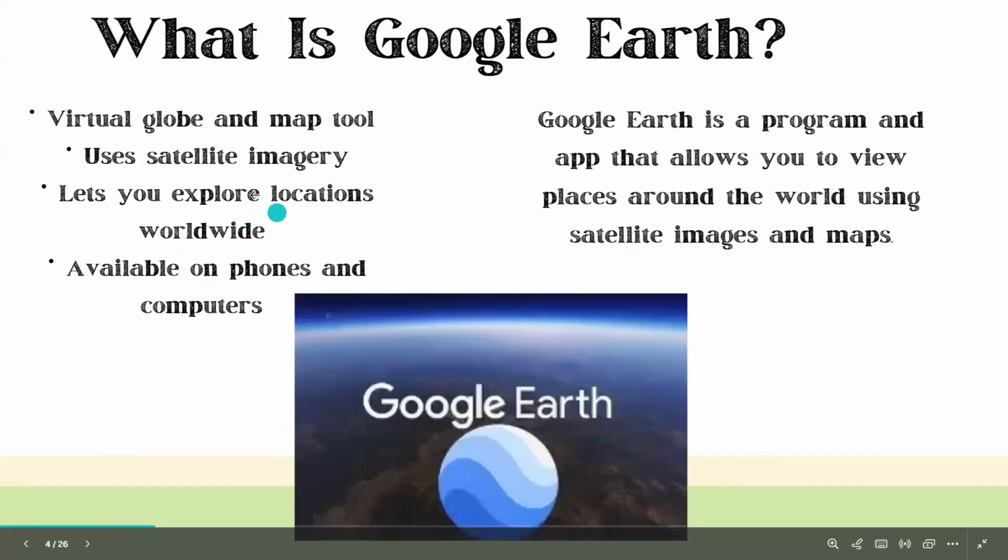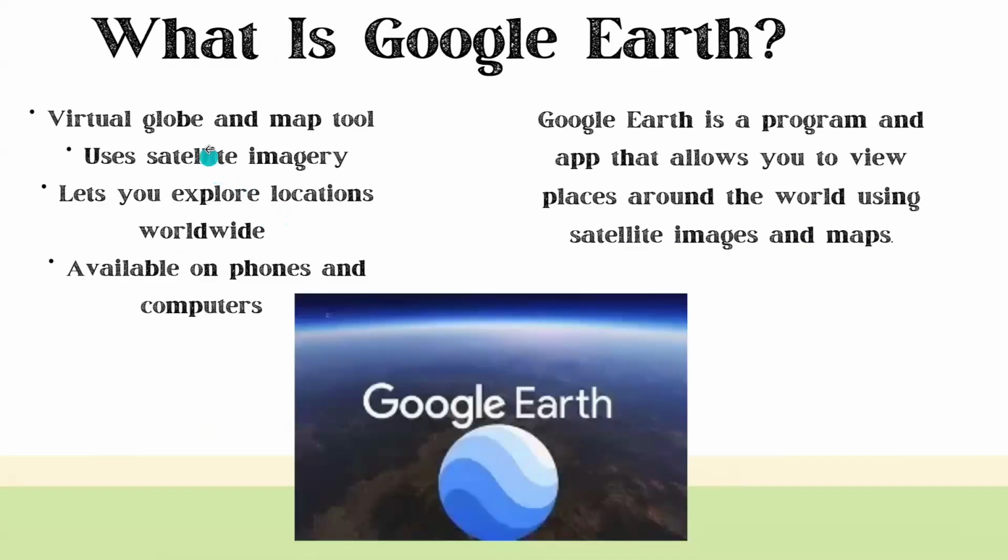So what is Google Earth? Google Earth is a virtual globe and map tool. It uses satellite imagery and lets you explore locations worldwide. It's also available on phones and computers, so it's pretty easy to use. Google Earth is a program and app that allows you to view places around the world using satellite images and maps.